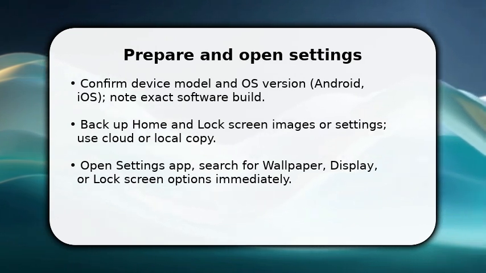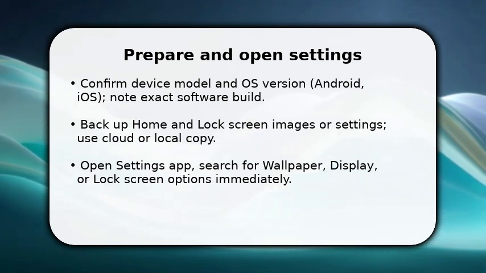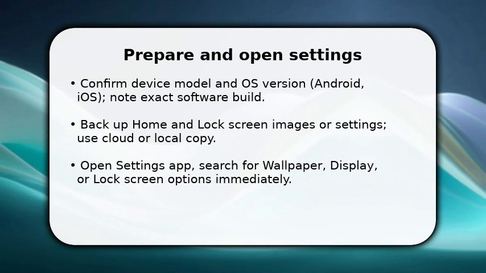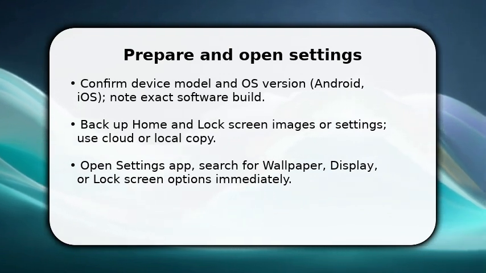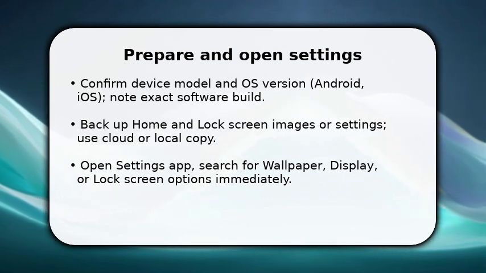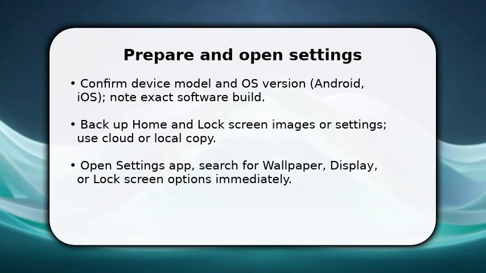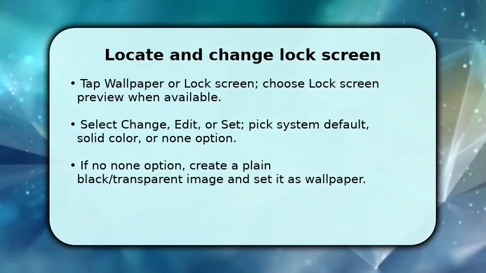Now open the Settings app and search for Wallpaper, Display, or Lock Screen. This moves you straight to the control panel where Wallpaper's live. You do this first to avoid surprises and to ensure you can revert changes if the remove step affects other personalization. You now locate the lock screen preview inside Wallpaper or Display settings.